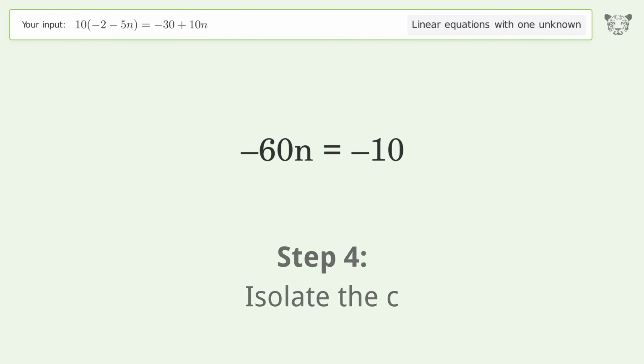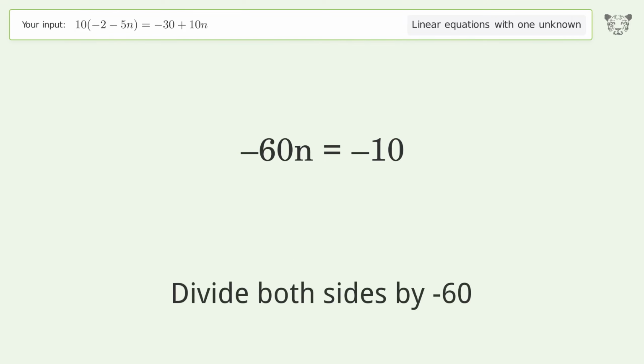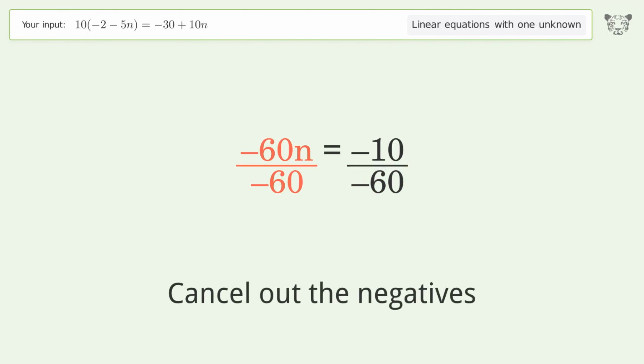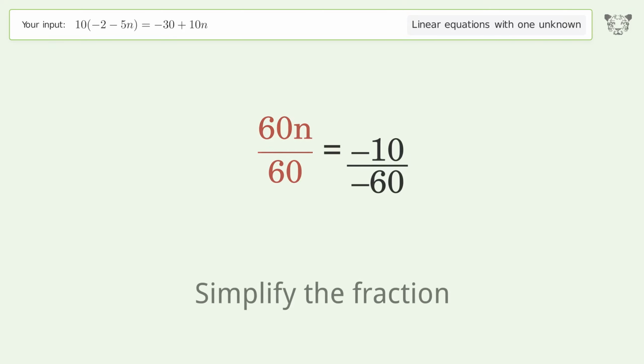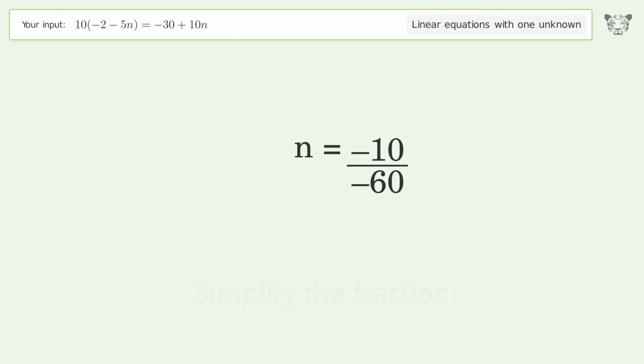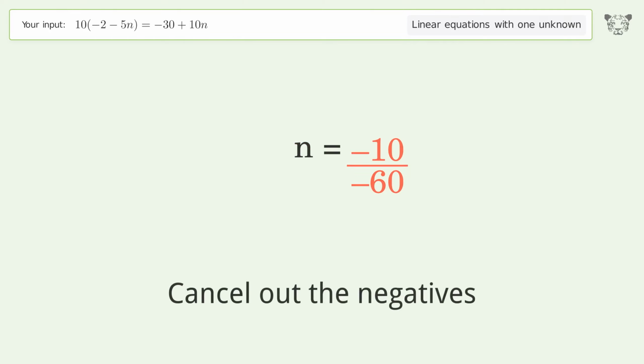Isolate the n. Divide both sides by -60. Cancel out the negatives. Simplify the fraction. Cancel out the negatives.